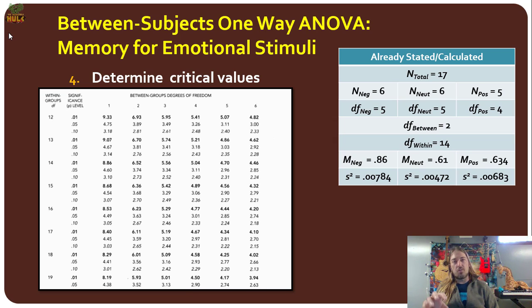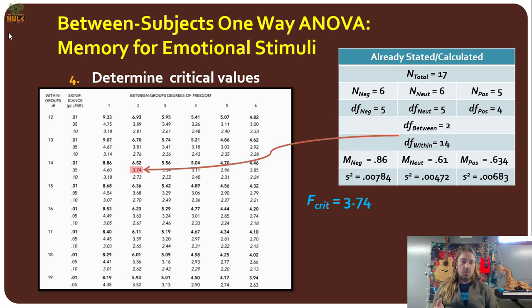You get 3 values for each of these cells corresponding to either a 0.01, 0.05 or 0.1 p-value. The middle one is the 0.05. That's the one that we are going to be using here. And so we look at degrees of freedom between of 2 in the second column there, and degrees of freedom within of 14 down to the third row. And where those two connect together, we see that we have an F critical ratio of 3.74.